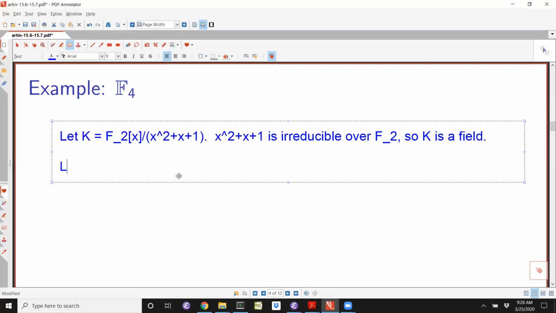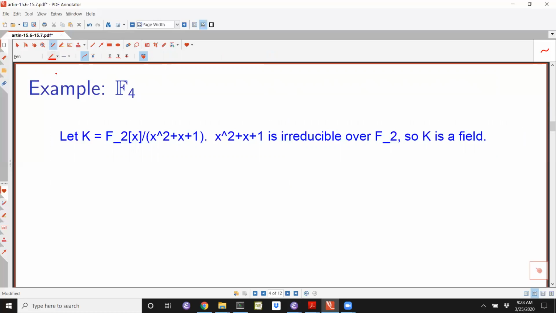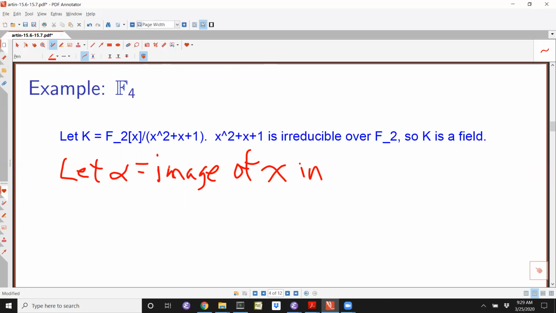Now let alpha be the image of the polynomial x, the term x itself, in K. It's like the coset x plus I, if you like, where I is the ideal generated by x squared plus x plus 1, in K.